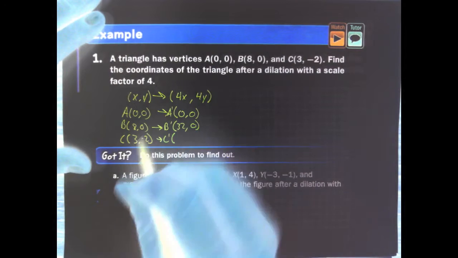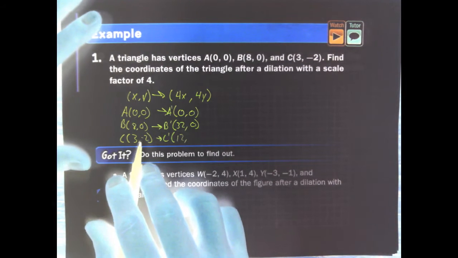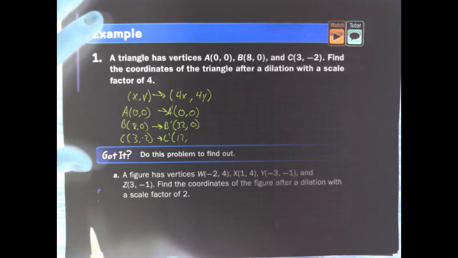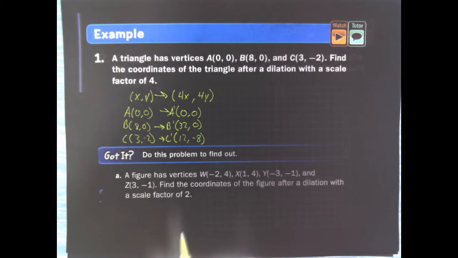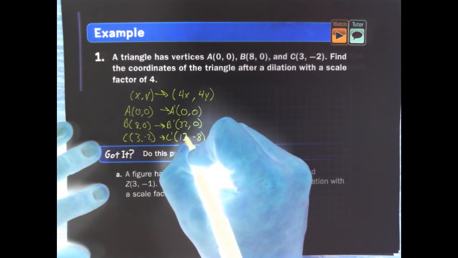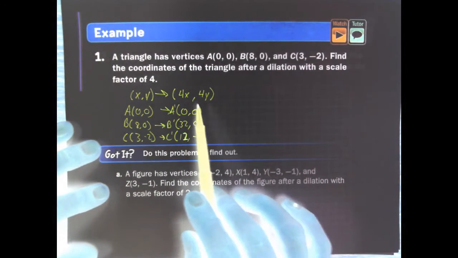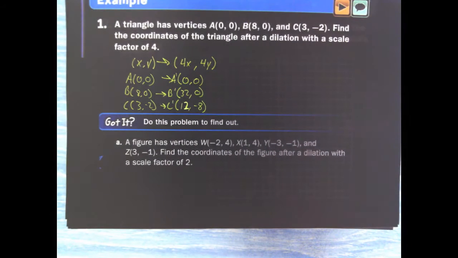And C prime, 3 is my x-coordinate. 3 times 4 is 12. -2 is my y-coordinate. So this would be -2 times 4, which would be -8. So here would then be the coordinates of my new point. So (0, 0), (32, 0), and (12, -8). Pretty straightforward. So go ahead and take a look at A under the Got It section. Try that one on your own. I'll be back in a minute to go through it with you.